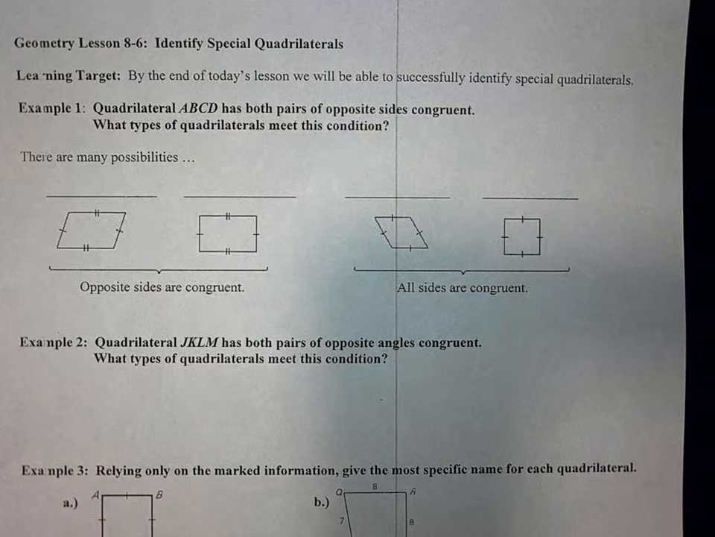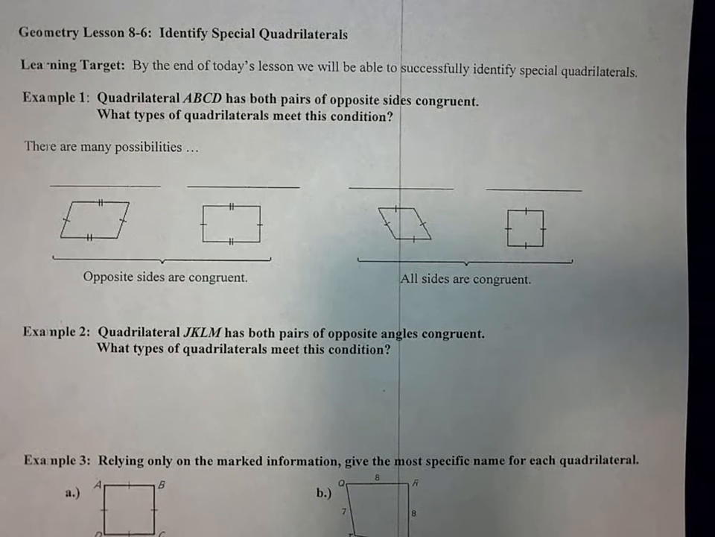Okay, last video for Chapter 8, we're identifying special quadrilaterals. Our learning target is we're going to use all of the properties that we have and look at pictures or words and decide which quadrilateral it is as far as a parallelogram, a rhombus, a rectangle, or a square.